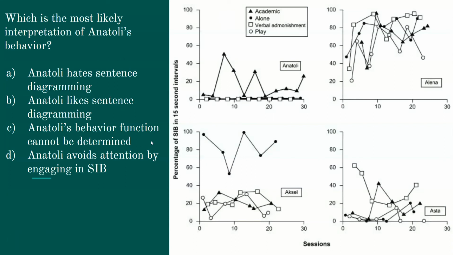C, Anatoli's behavior function cannot be determined. Well, I think it's a pretty differentiated chart here. It's zeros for everything else, but he engages in SIB quite a bit, or at least some of the time, when he can get out of an academic task, like sentence diagramming.